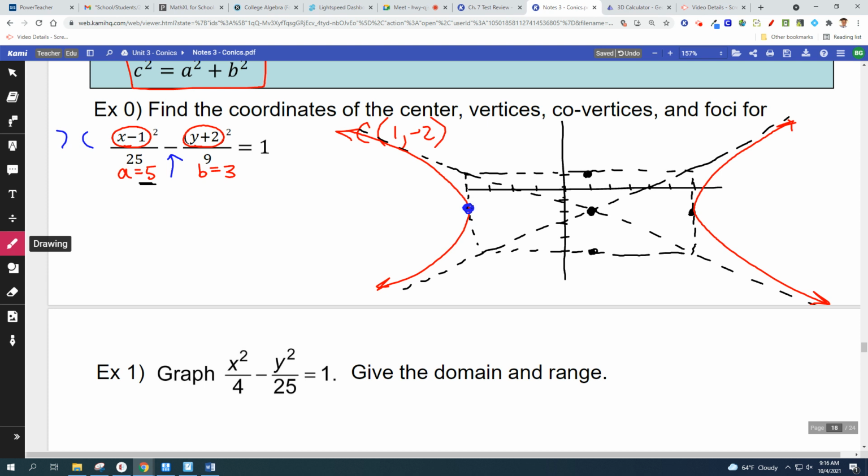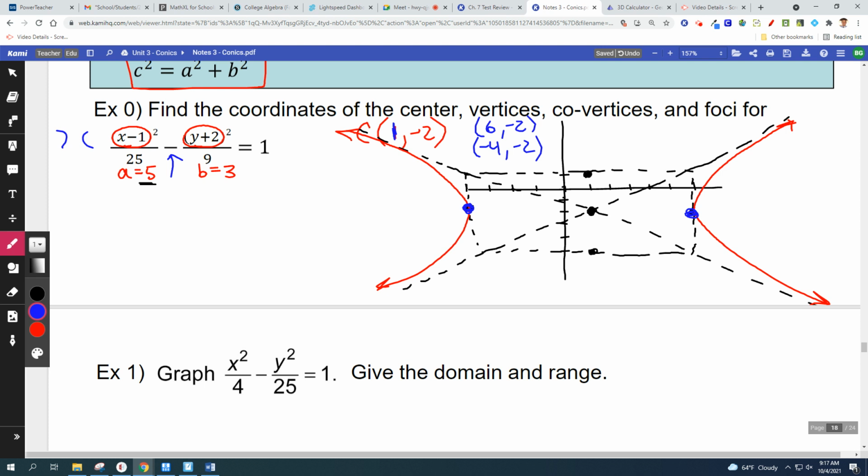Okay, the vertices are these 2 points. Remember, I went over 5 in the x direction. So 5 in the x direction, I changed the x number and I added 5 and I got 6, -2, and I subtracted 5 and I would have gotten -4, -2. Those would be the vertices.